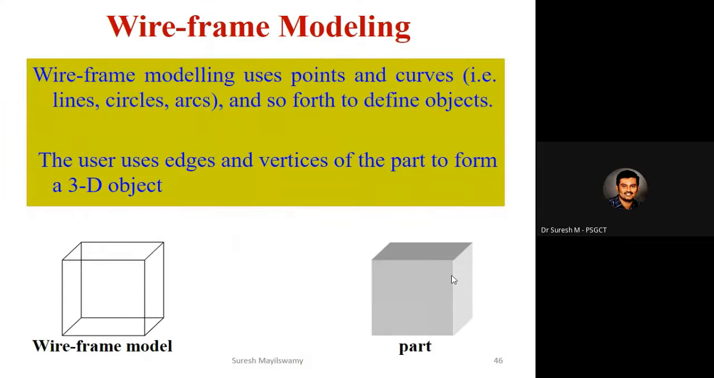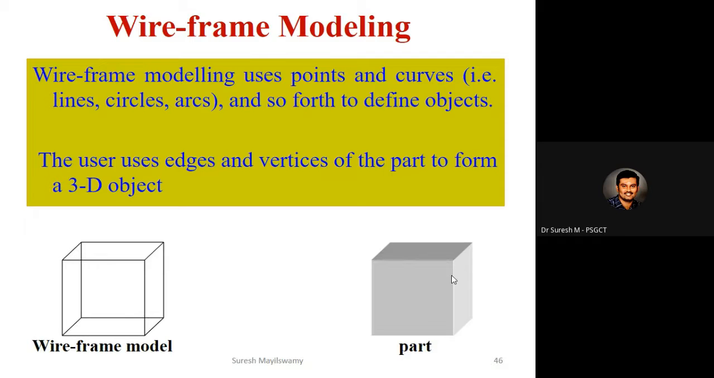So the first one is a wireframe model. Wireframe modeling uses points and curves. Only the lines, circles, and arcs are shown. But understanding how the part geometry looks in a wireframe model is very difficult. I will show in the next diagram how difficult it is to understand the part geometry in the wireframe model. The user uses edges and vertices of the part to form a 3D object.